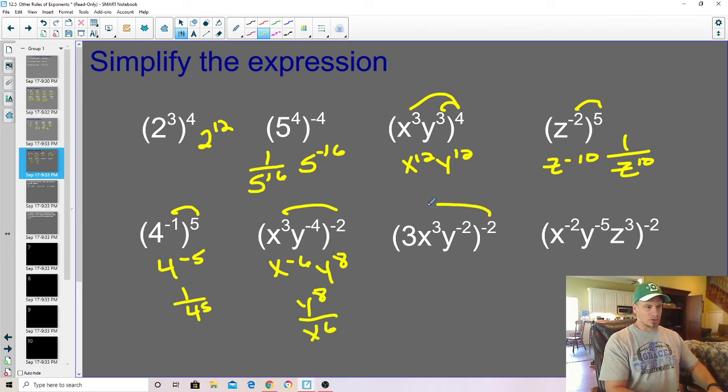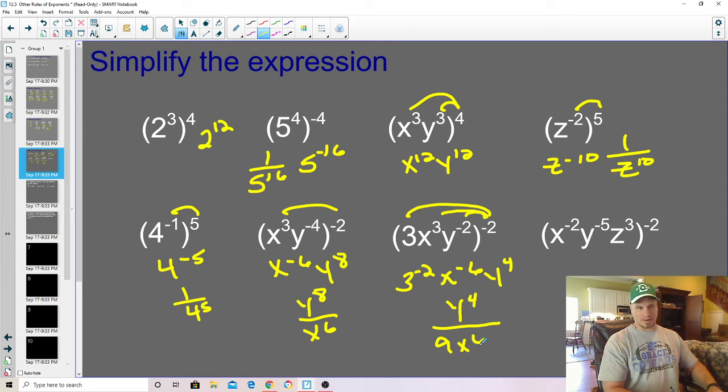Okay, here, distribute all the way through. We're going to put it on 3 things. It's 3 to the negative 2, it's x to the negative 6, and it's y to the positive 4. 3 to the negative 2 and x to the negative 6 go to the bottom. Y to the positive 4 stays on top. So it's y4 on top. I'm going to go ahead and square 3. It's going to be a 9, and it's going to be x6 on the bottom. So it's y4 on top, 9x6 on the bottom.